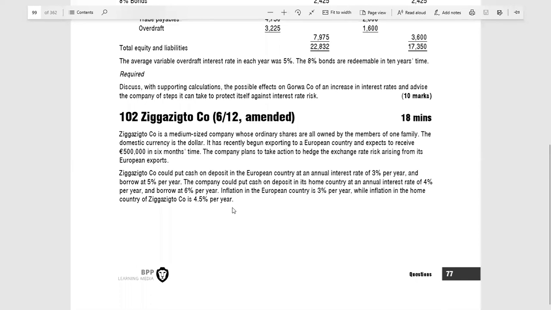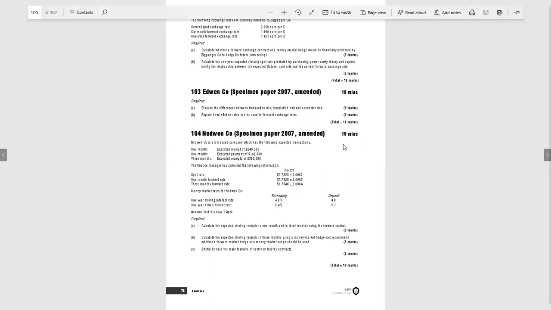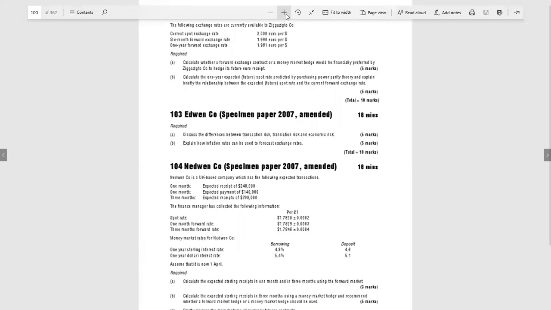Now remember Zigazigito, ladies and gentlemen, this is a company which is making use of the US dollars. So if you go to the next table, you'll be able to see a place where they're giving us the current spot exchange rate. So the current spot exchange rate is 2.0 US dollars per euro.